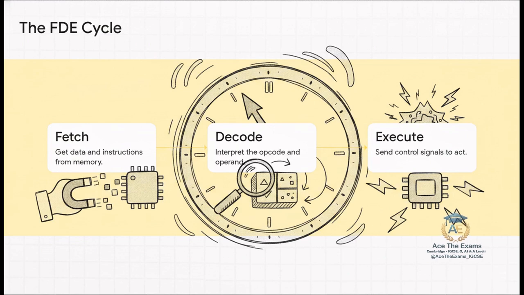This is where our student Sam usually messes up. Sam rushes and misses the command word. If the exam says describe the execute phase, Sam will just write it executes. No, you have to talk about the control signals.